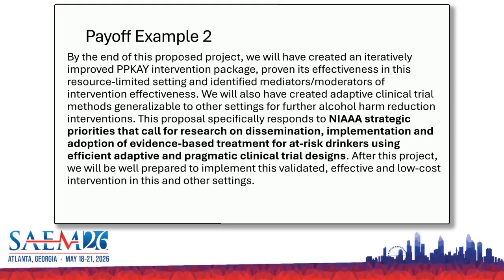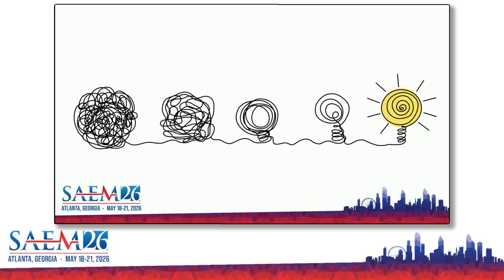I think Dr. Staten's payoff paragraph was excellent because she clearly says what they're going to achieve, and that specifically responds to NIAAA strategic priorities, and that after this project, they'll be prepared to implement this validated, effective, and low-cost intervention in this and other settings. So again, this is a process, right? Don't expect to have a good AIMS page after your 5th or 10th time. Try it, get some feedback, try it again, take a week off, come back to it with fresh eyes. This is a marathon, it's not a sprint.